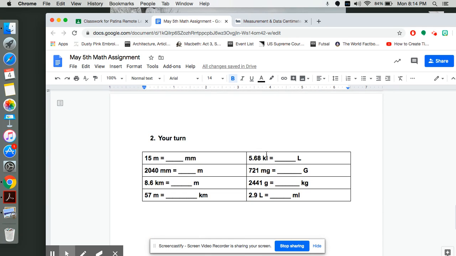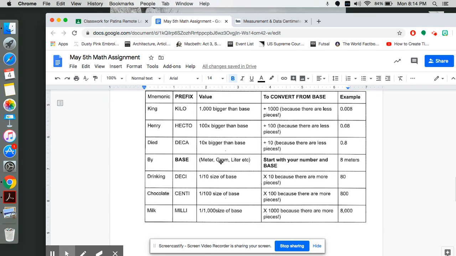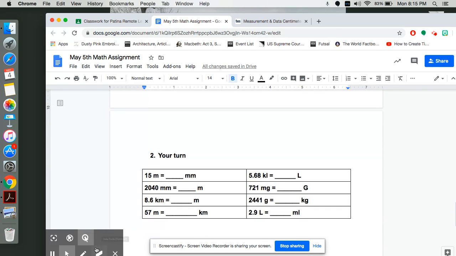Okay, so these are where things are going to get a little bit trickier. We're going to go from 15 meters and we want to change it into millimeters. The first question I have to ask myself: am I going from big to small or small to big? If I look up here, the meter's higher up on the ladder than the millimeters. So I am going from big to small. And if you remember correctly, when we go from big to small, we multiply.